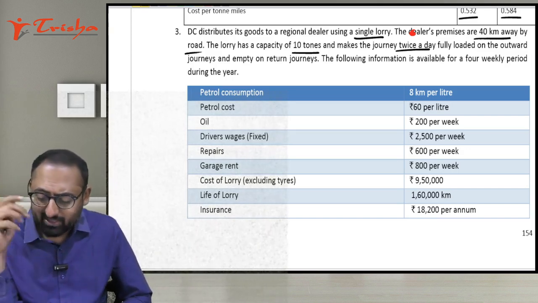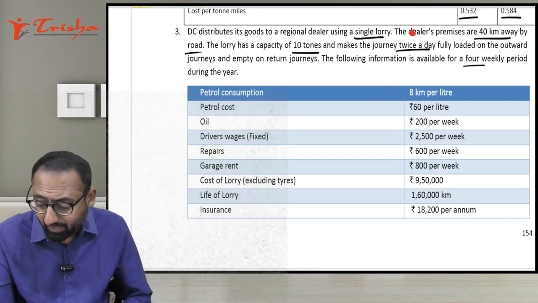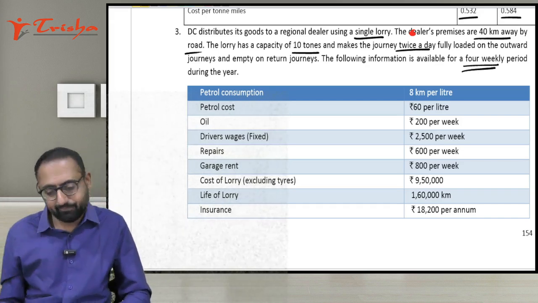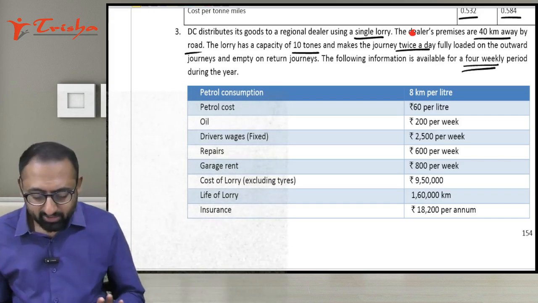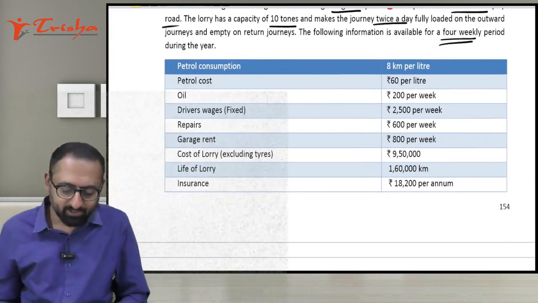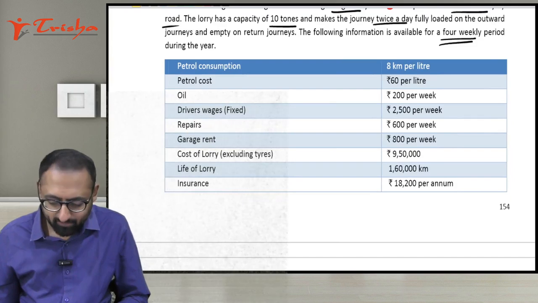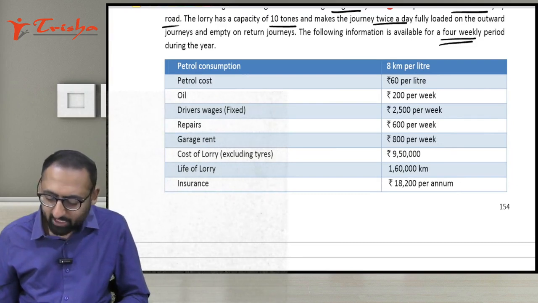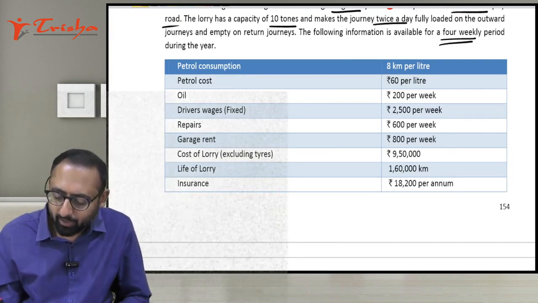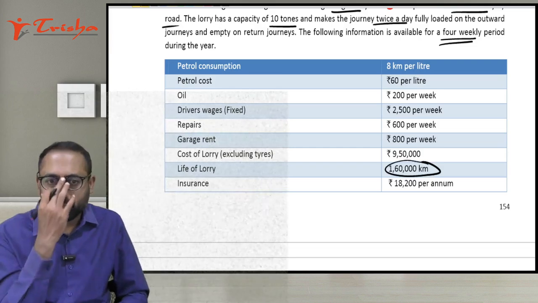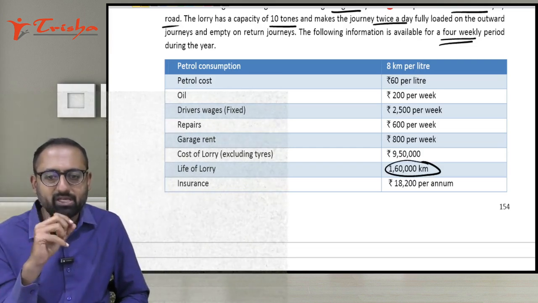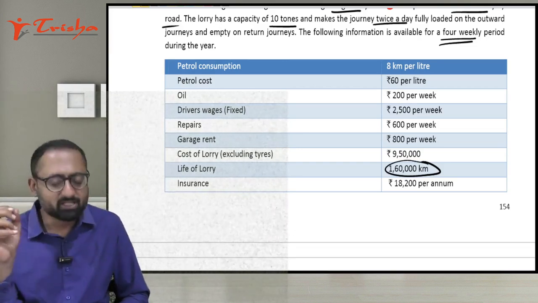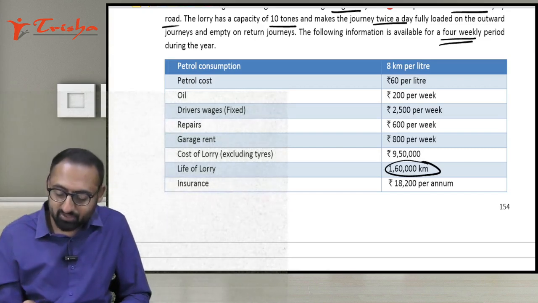The following information is available for a 4 weekly period. Petrol consumption 8 kilometers per liter, petrol cost is 60 per liter. Oil 200 per week. Driver wages fixed. Repairs, garage rent, cost of lorry excluding tire, life of the lorry. As I told you, life of the lorry is not given in years; it is given in kilometers, it means that depreciation will be treated as running expenses, variable expenses. Next one, insurance is your standing charge.